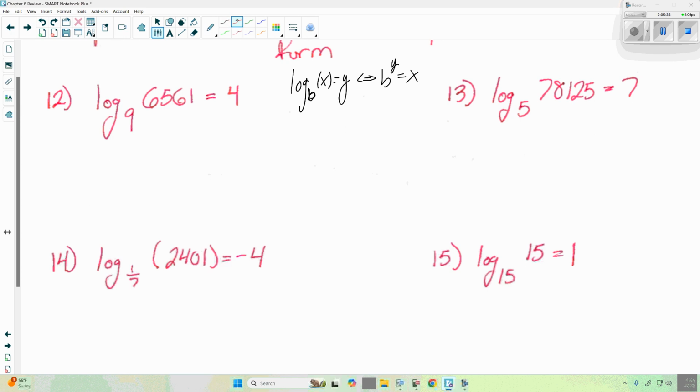For our first one, log base 9 of 6,561 is equal to 4. We want to change it to b to the y equals x. What's our base here? 9. What's its power going to be? 9 to the 4th is equal to 6,561. B is 9, x is 6,561, y is 4. B to the y equals x.